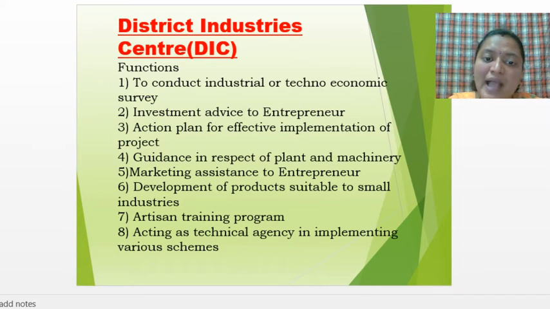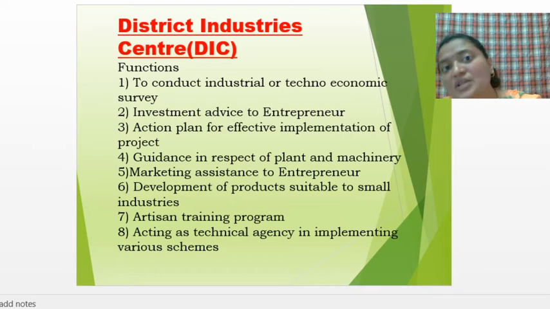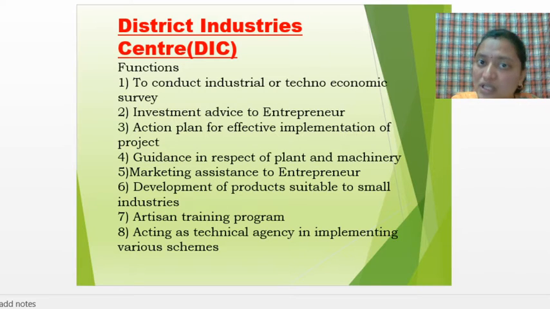The next one, action plan for effective implementation of project. What do you mean by implementation? Now a manager may have a very good plan in his mind. Unless he brings that plan into action, or implements it, it will be of no use. So action plan means what? On what basis he can take quick action, and for effective implementation. Implementation means putting the plan into action, implementing the project. For that sake also the DIC will provide help.